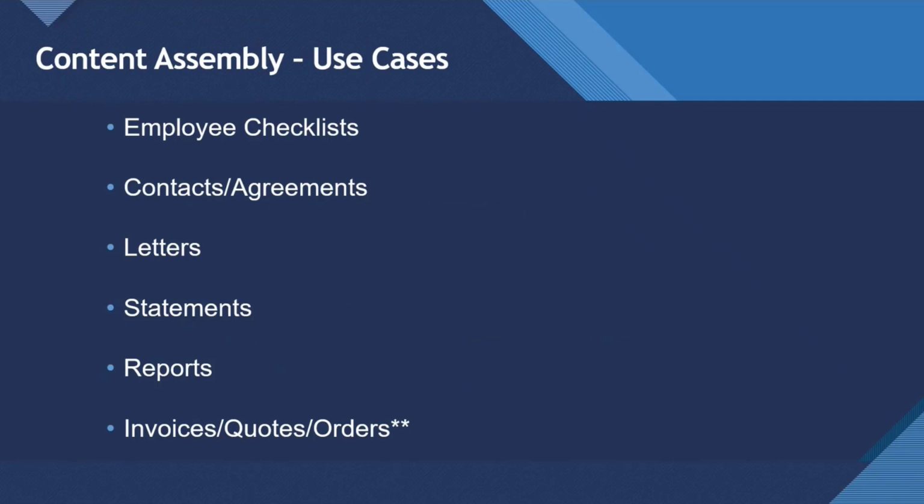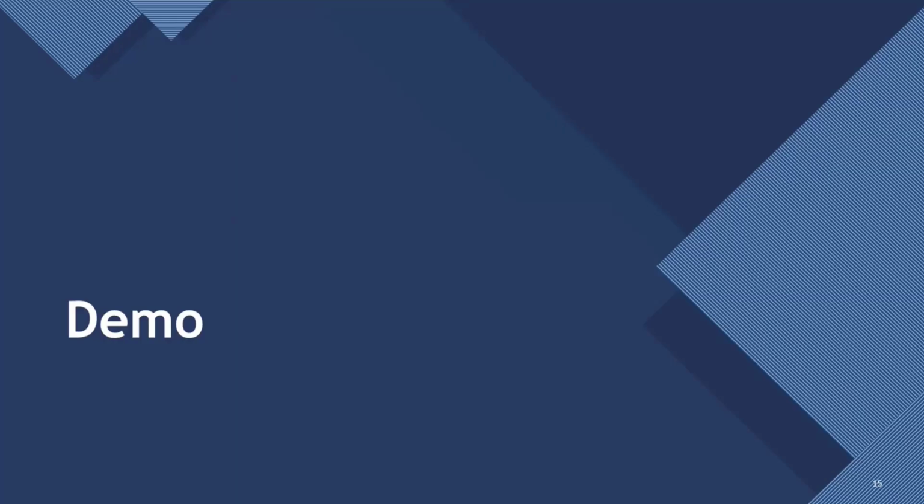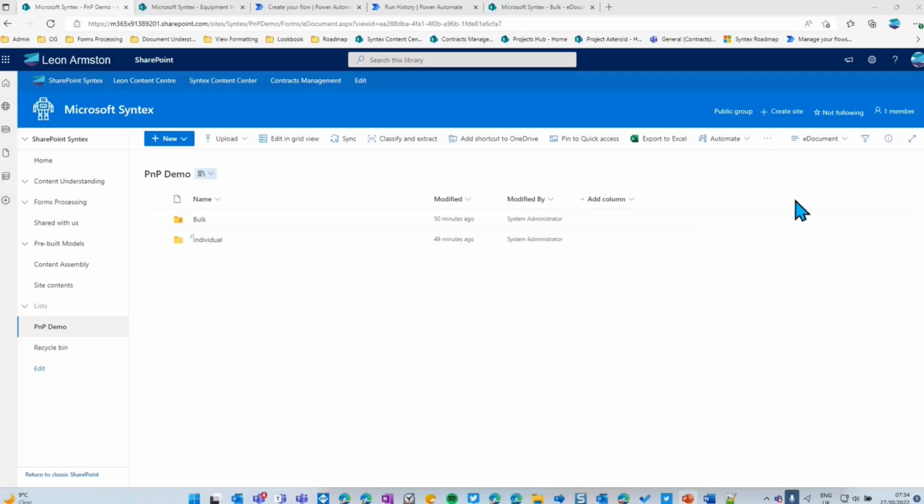Some of the use cases that I've used content assembly for. So today I want to talk about employee checklists. I've used it for creating contracts. So often people will send out the same contract, but replace the client, the date, for example, or the company. Letters has been a useful one, like sending 500 letters out to different people, statements, reports, and invoices. So I now want to go to my demo.